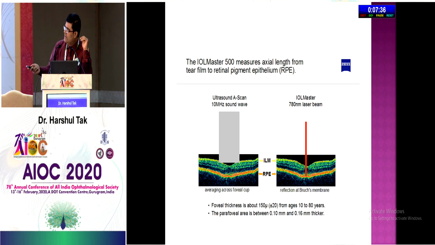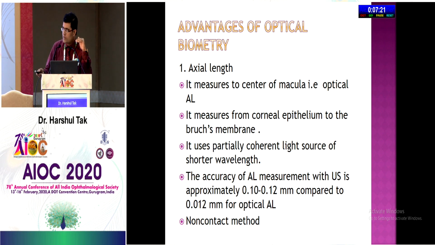So as you see here, the ultrasound biometers measure from the internal limiting membrane, whereas the IOLMASTER and all the other optical biometers measure at the level of the RPE or the Bruch's membrane. So obviously there are advantages that it measures the exact thickness of the retina up to the RPE level, and all the biometers use a different source of light, which I'll discuss.